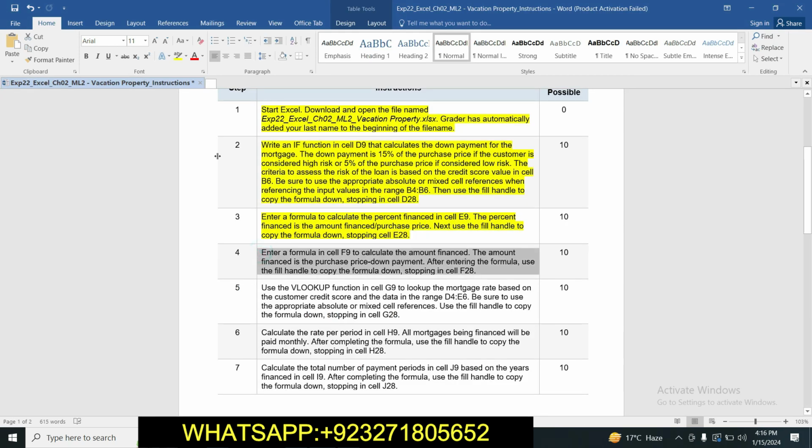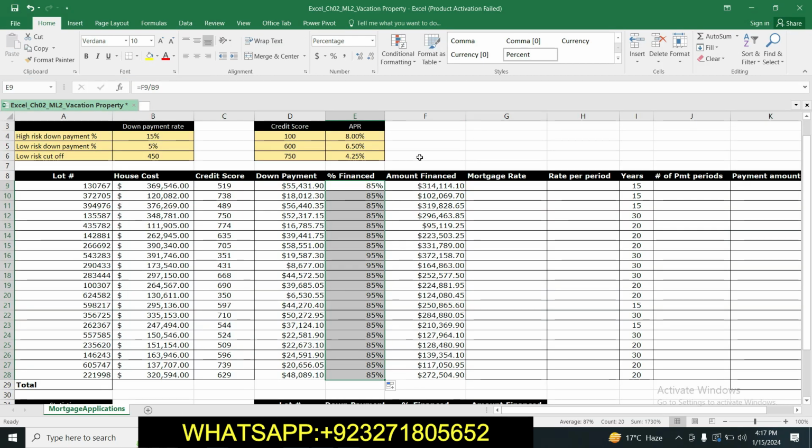Now move to the next step, that is step number 4. Enter a formula in cell F9 to calculate the amount financed. The amount financed is the purchase price minus the down payment. After entering the formula, use the fill handle to copy the formula down, stopping in cell F28. In this step, we have to write a formula in cell F9 that will calculate our amount financed. After entering the formula, we will copy it by using the fill handle, stopping in cell F28. Go to the Excel worksheet and enter a formula in cell F9.